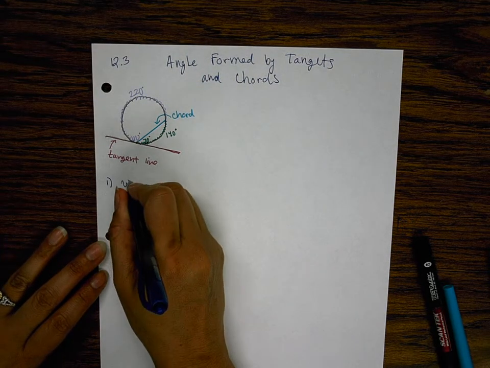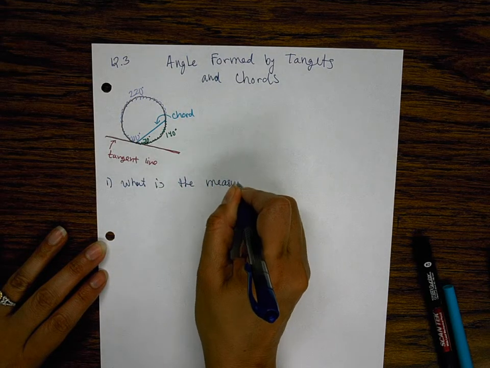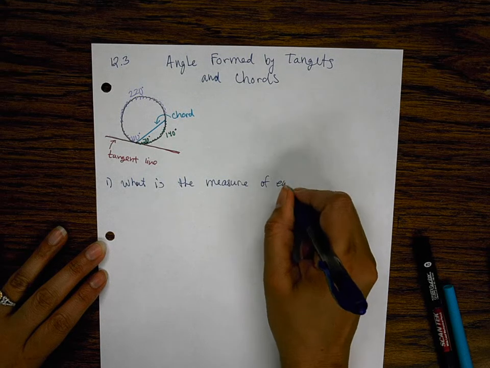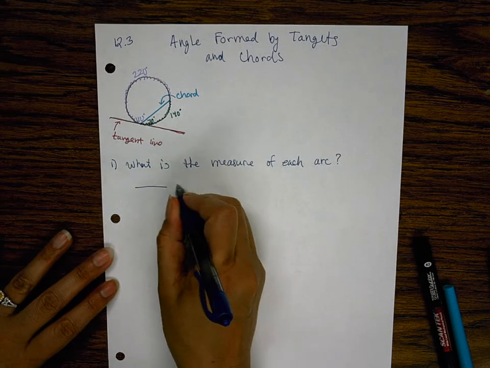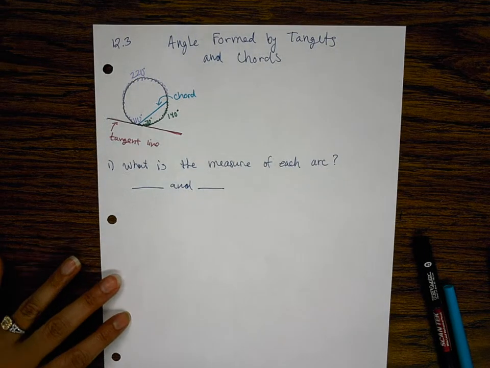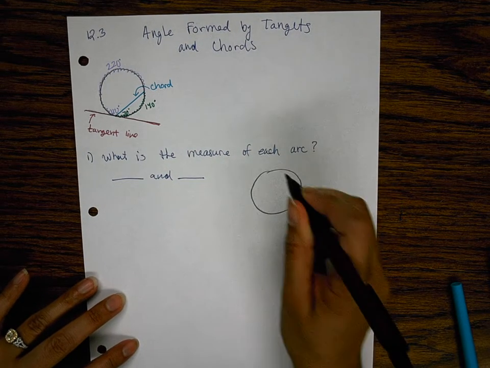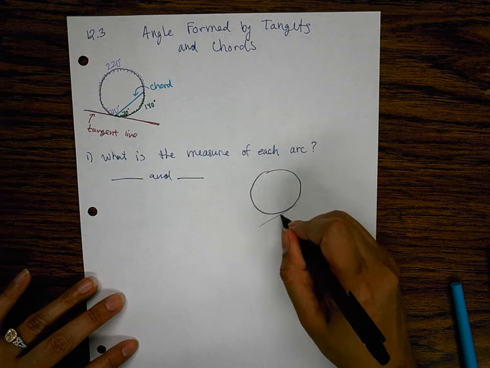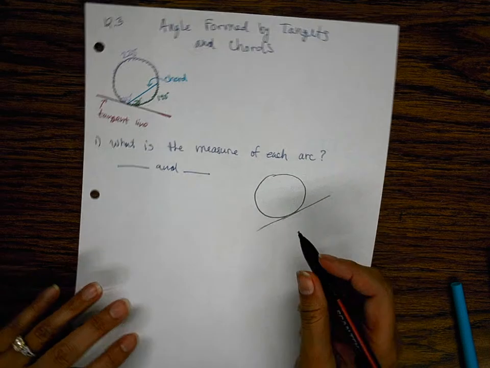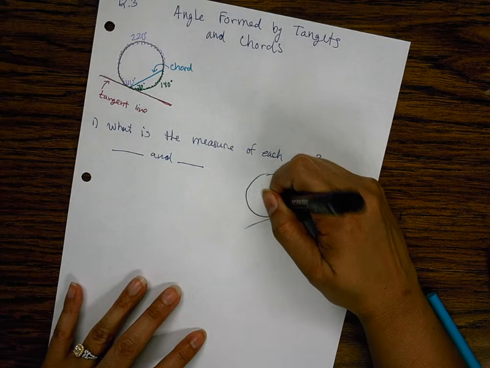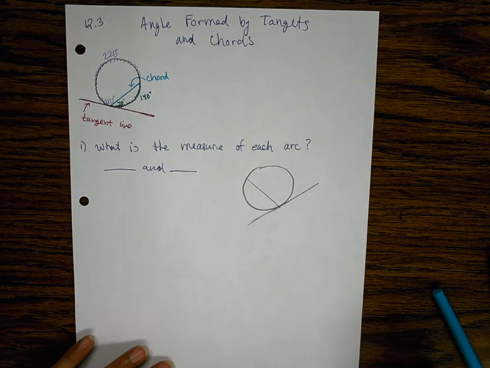Number 1, what is the measure of each arc? Blank and blank. Okay, let's draw our picture, our circle. We're going to draw a tangent line. Remember that tangent line touches the circle only once. And I'm going to draw a chord that comes from that point like that. So it's not a diameter, it's a chord.